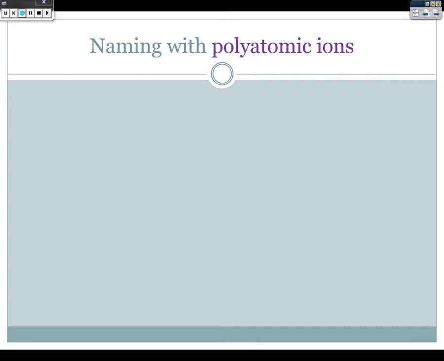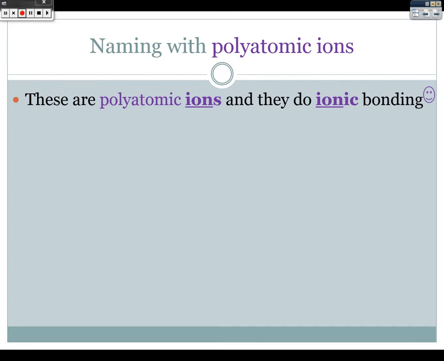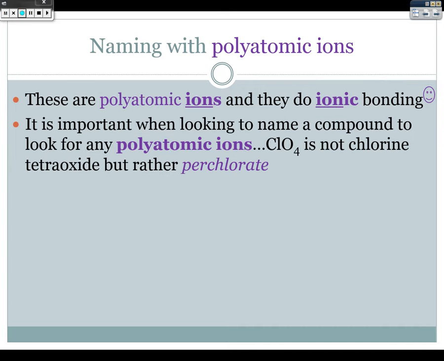Now, polyatomic ions, because these are polyatomic ions, they do ionic bonding, okay? The ion and the ion, it's ionic bonding. So we still have to do very similarly to what we just did, we have to balance the charges. So when you're looking at a chemical formula, make sure that you know that ClO4 is not chlorine tetraoxide, but rather perchlorate. I will only ever use those 18 polyatomics I gave you to memorize, but you need to remember that those exist and they have names, and therefore we should use them.